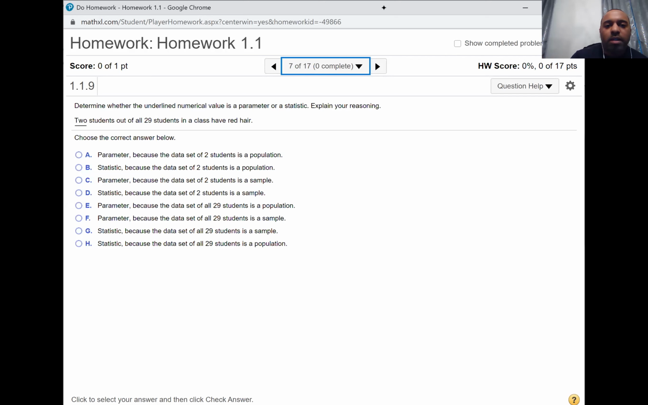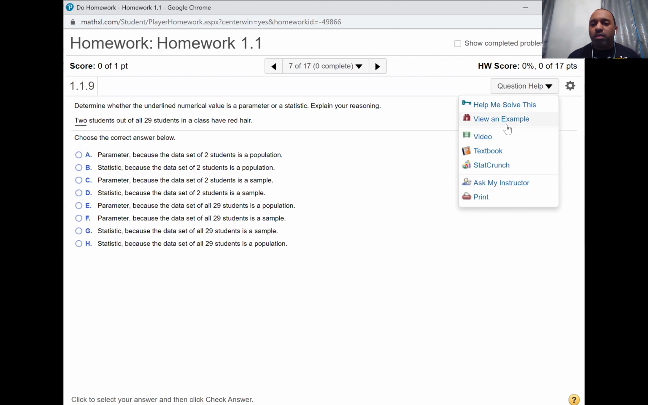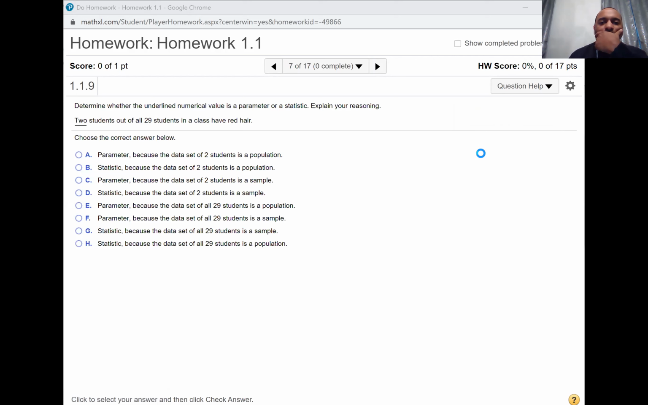Determine whether the underlined numerical value is a parameter or statistic. Yeah. Explain your reasoning. All right, let me give you the page number that this is on before I give you the answer. Yeah, I had the definitions right in front of me, and I was like, I don't understand why I'm not getting this. It's all good. Let me see if I can just pull it up right here then, since I can't find my book.